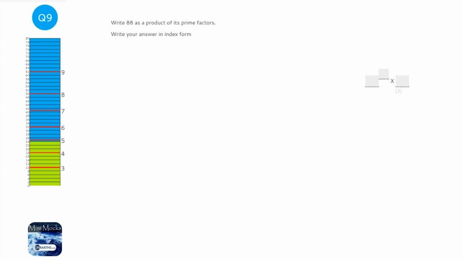Okay, so we're asked to write 88 as a product of its prime factors. So the first thing to do is write 88, and then we have two shoots coming from it. Now I need to find out which two numbers times together to make 88. Now a little tip, if you've got an even number, always pick 2. So 2 times 44. And whenever we get to a prime number, we always circle it, because that's finished.